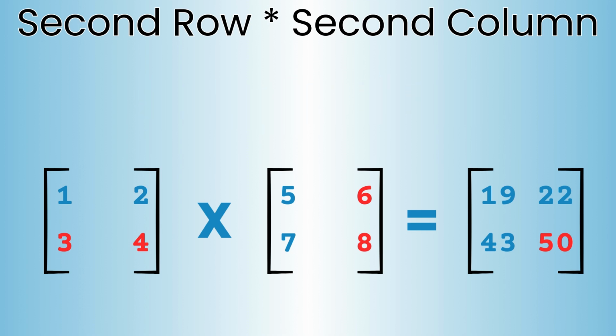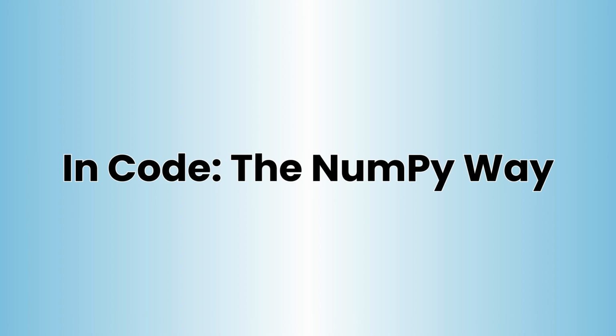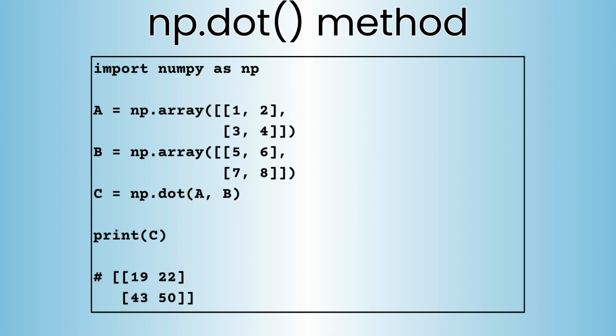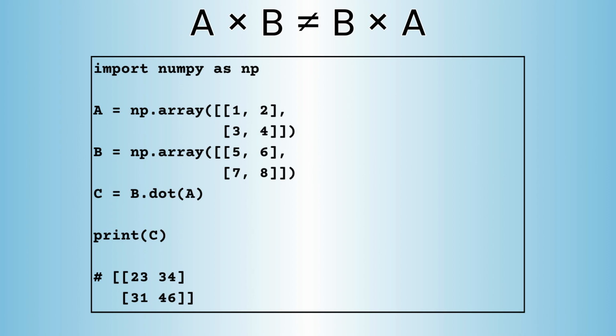That's the matrix multiplication. Now, let's take a look at the Python example using NumPy. Create two 2 by 2 matrices A and B using np.array method and use numpy.dot method to multiply both the matrices. We can also multiply two matrices by calling the dot method from the first matrix and passing the second matrix as an argument. Order in which we multiply matrices is very important. That is, A into B is not equal to B into A. Here is the result of B into A, which is not same as A into B.